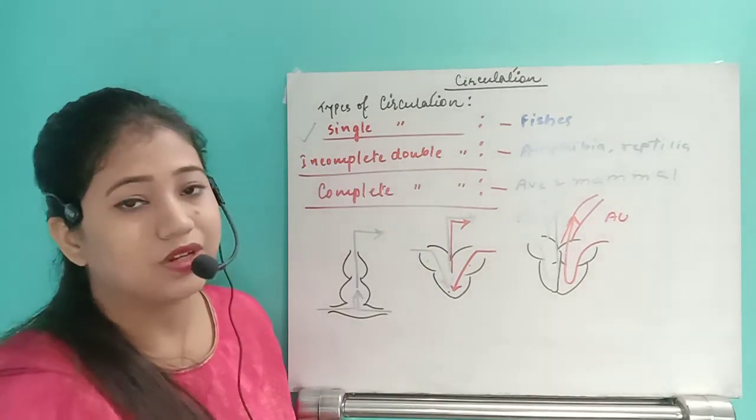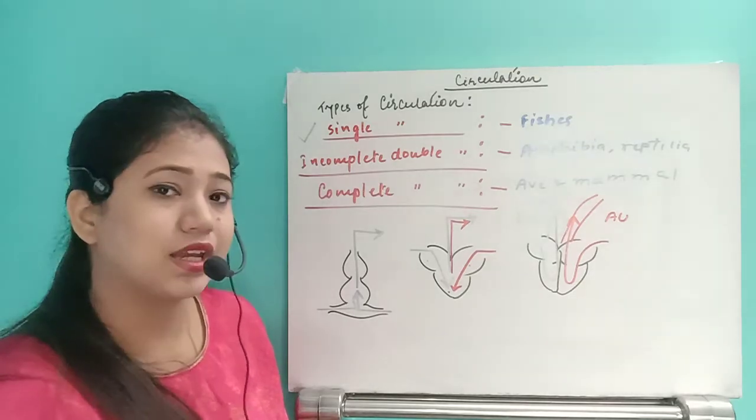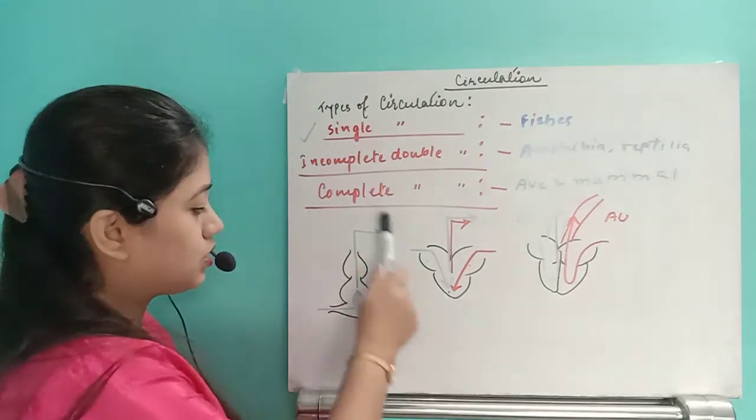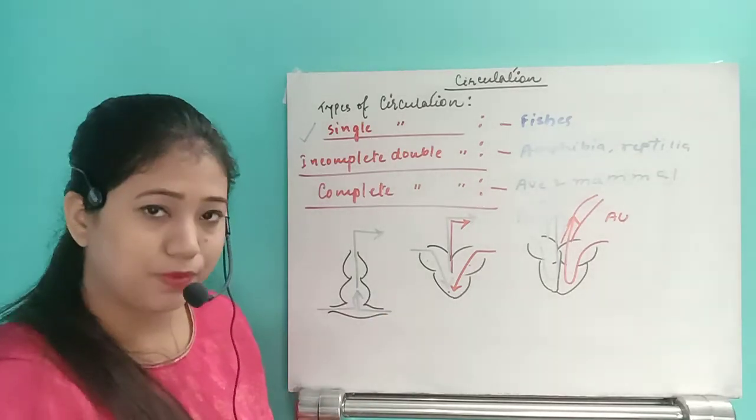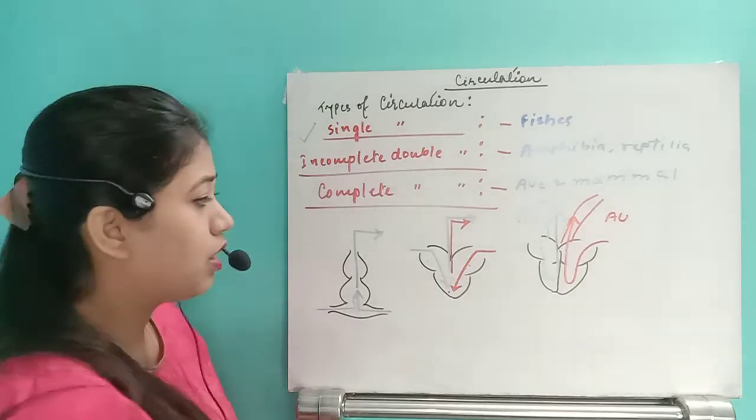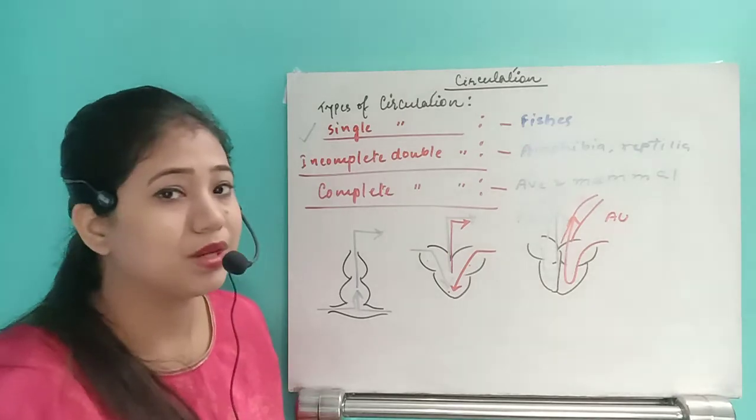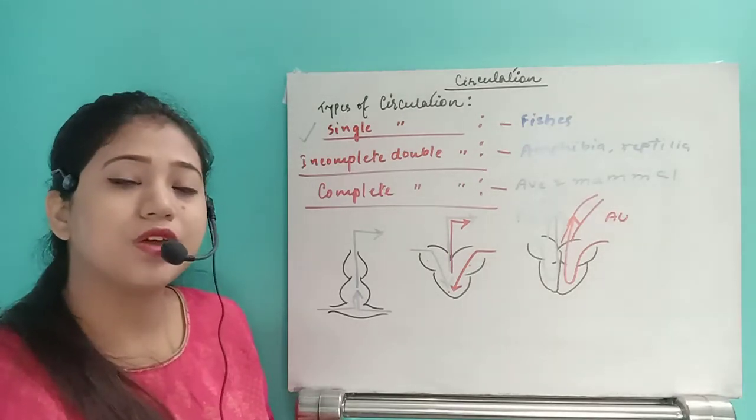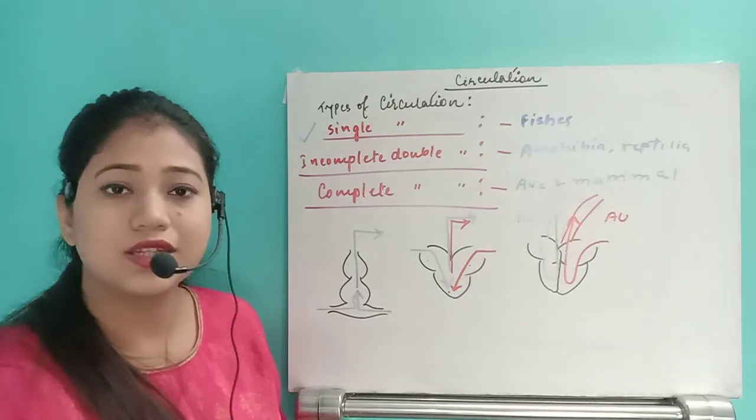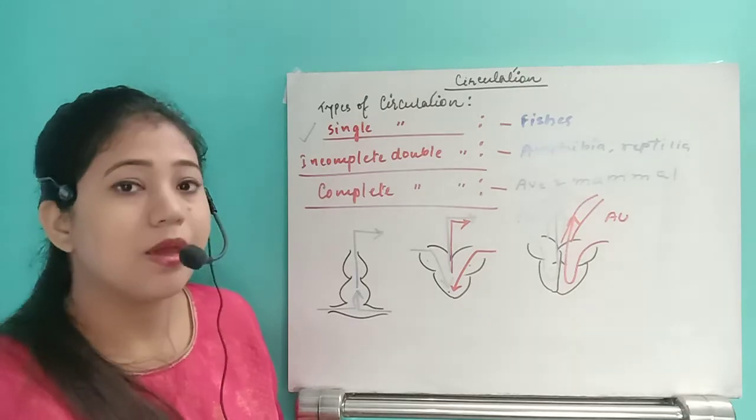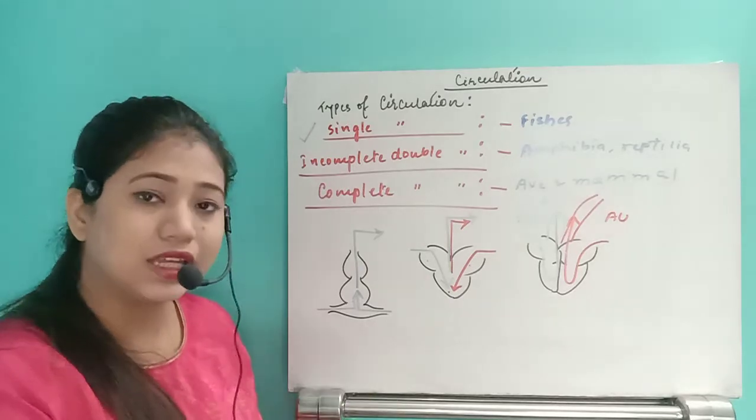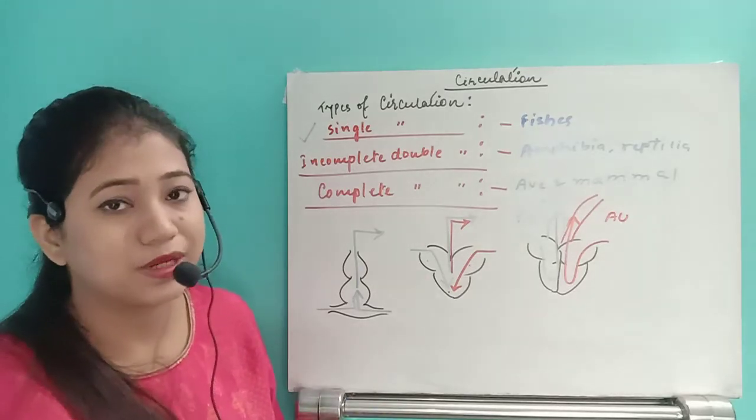I hope you understand the types of circulation. Once again I will tell you what single circulation is. It is found in the fishes. It pumps only the deoxygenated blood. It pumps only one type of blood, so that's why it has single circulation. Whenever it comes to double circulation, what is the meaning of double circulation? It means it pumps both types of blood, oxygenated and deoxygenated, and that is called double circulation. But under the double circulation we also have two types: one is the incomplete double circulation and another is the complete double circulation.